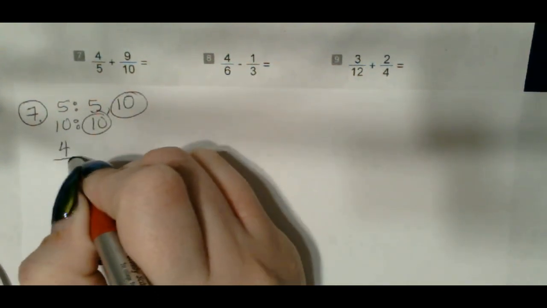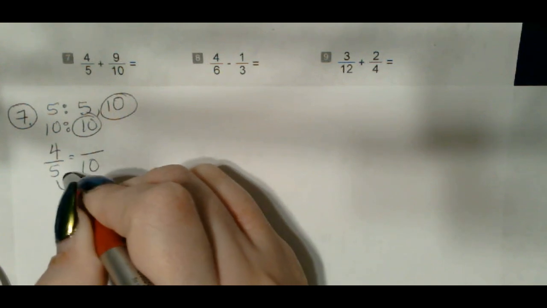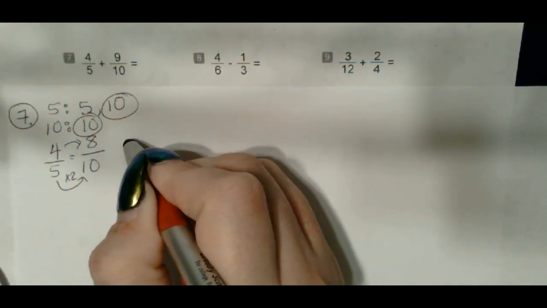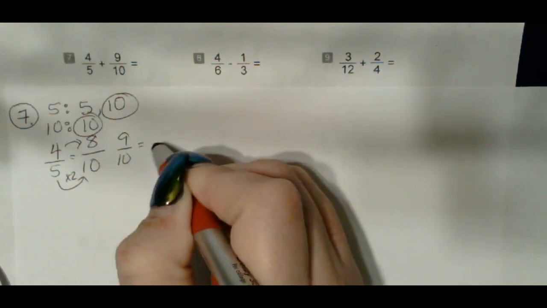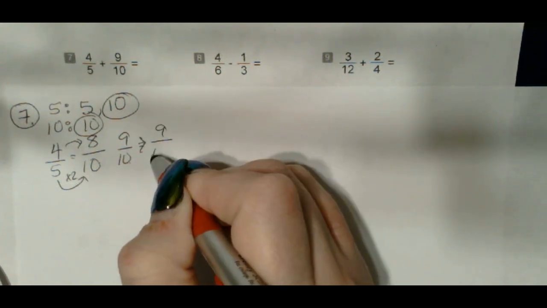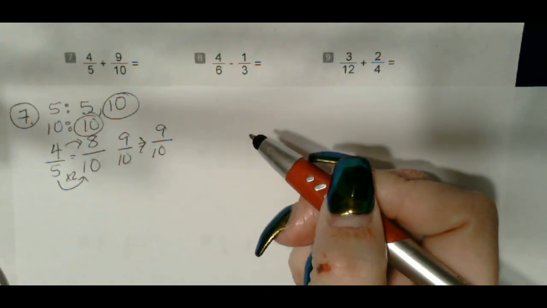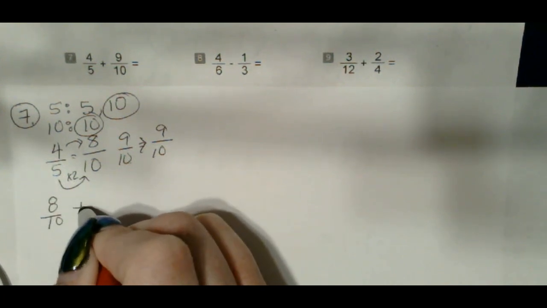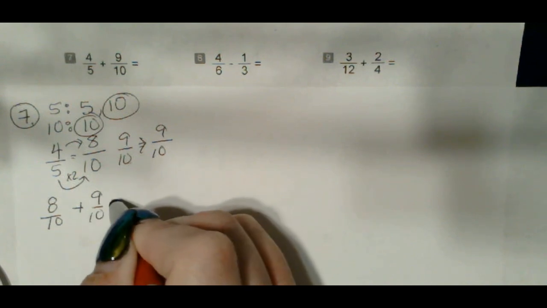So let's rewrite 4/5. To have our denominator be 10, 5 times 2 gives me 10. Whatever I do on the bottom, I have to do on the top. So 4 times 2 is 8. Our next fraction is 9/10. Our denominator is already 10, so I don't have to change that. It still remains 9/10. Now we perform our operation: 8 over 10 plus 9 over 10 gives me 17 over 10.